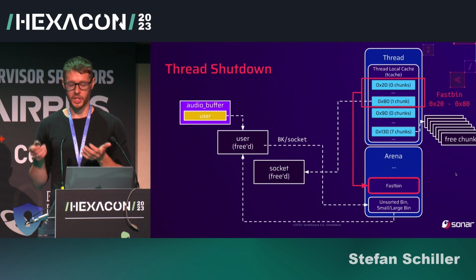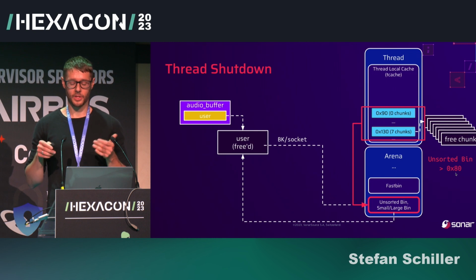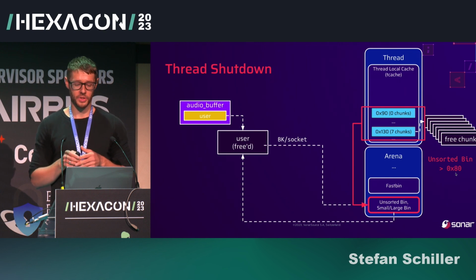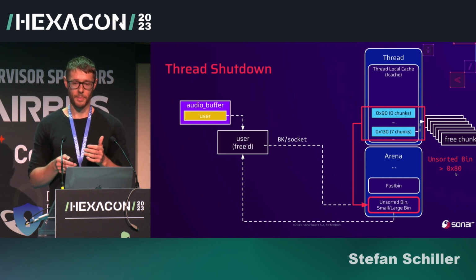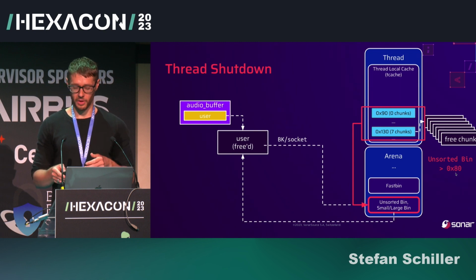So at first, all chunks with a size range of hex 20 up to hex 80 are transferred to the fast bin of the arena. Next, chunks bigger than hex 80 are put into the unsorted bin of the arena. And here is our window of opportunity. The first tcache bin suitable for the unsorted bin is the size hex 90 tcache bin. And at that point, when the thread is terminated, this bin is empty by default.